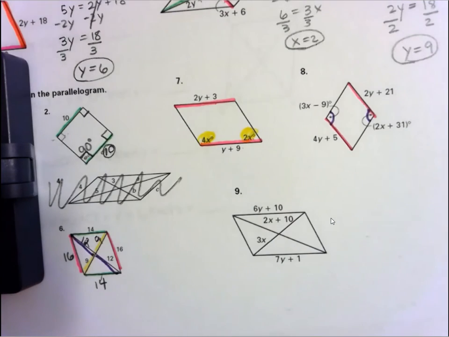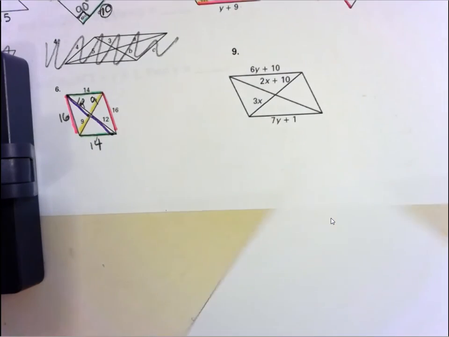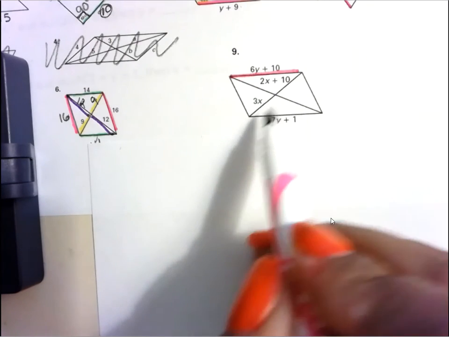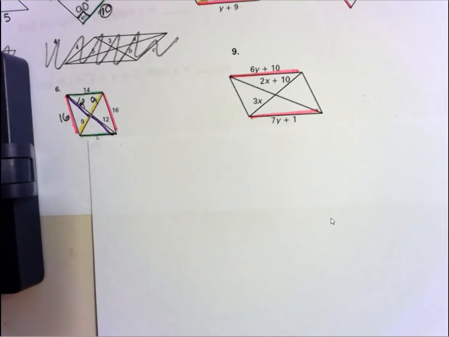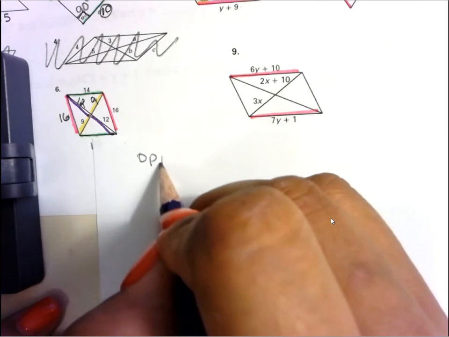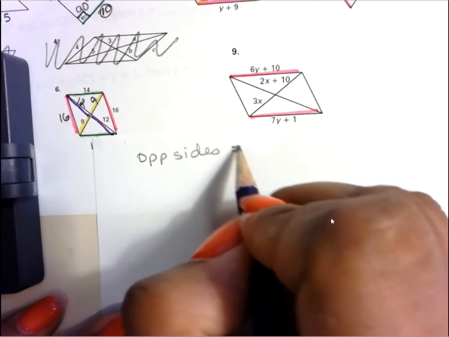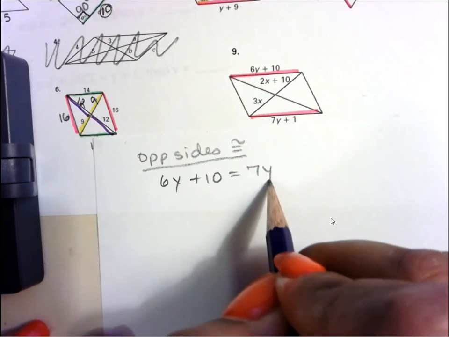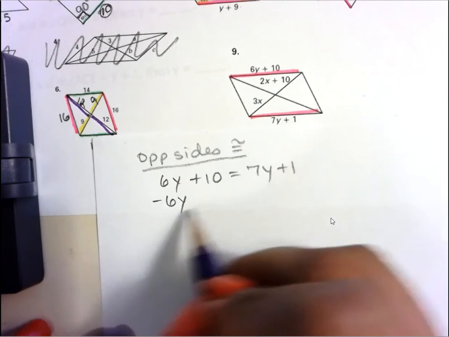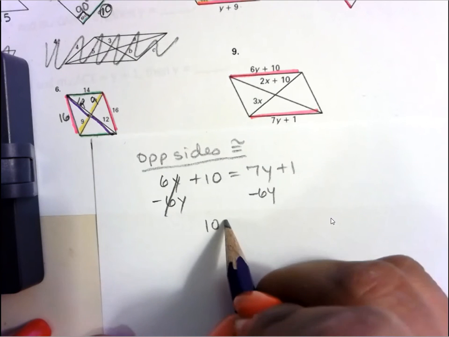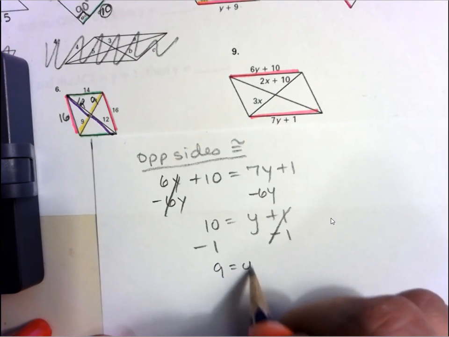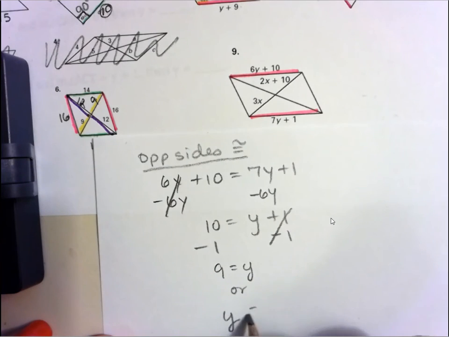Okay, we have one more to do. Okay, so when I look at this one, I see this side, and those are opposite sides. And we know that opposite sides are congruent. So 6y plus 10 equals 7y plus 1. Subtracting 6y, 10 equals y plus 1. Subtracting 1, 9 equals y, or y equals 9.